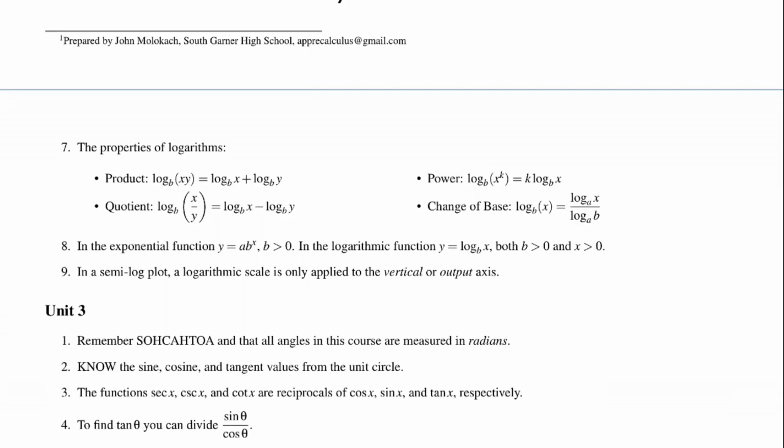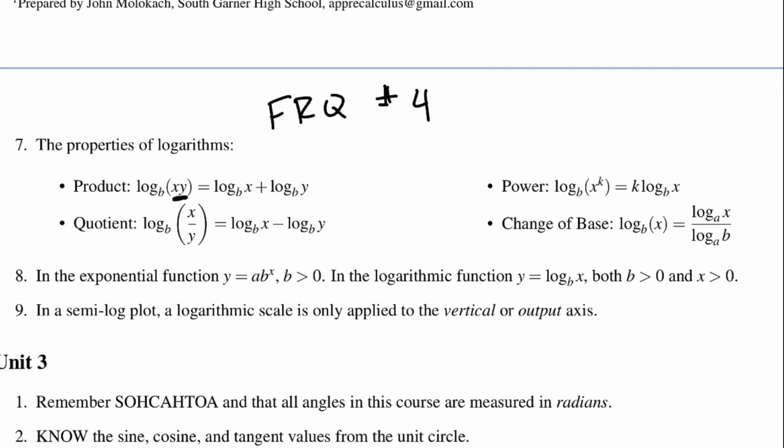Then it talks all about the log stuff, so different properties of logs. We can multiply two logs together if we're adding them together. These are going to come up during FRQ 4. They're going to give you stuff with logs for sure during FRQ 4, and you will have to use these for sure during FRQ 4.